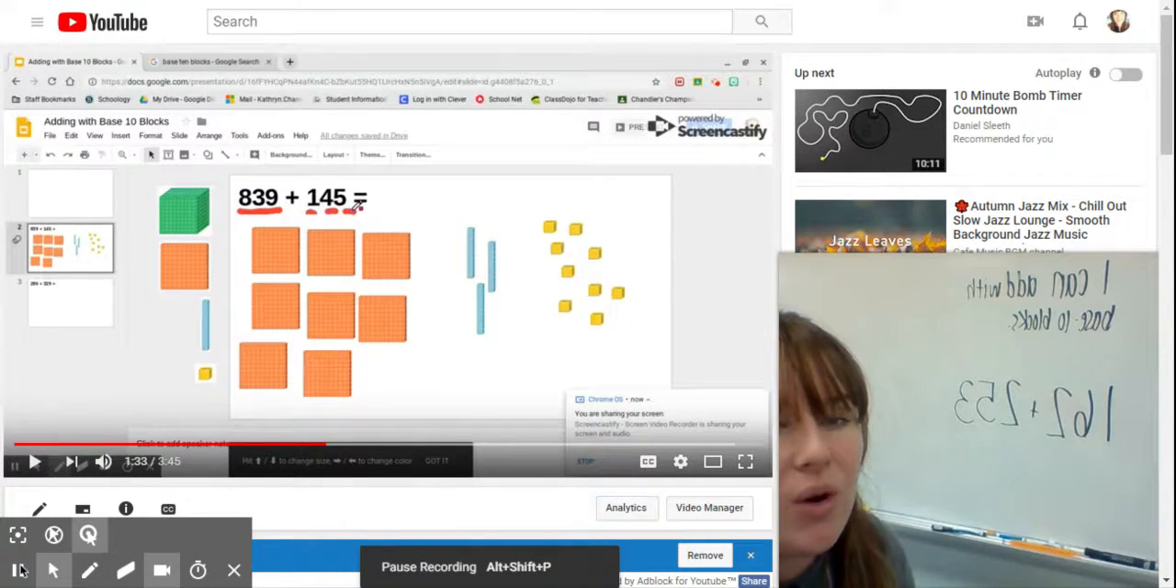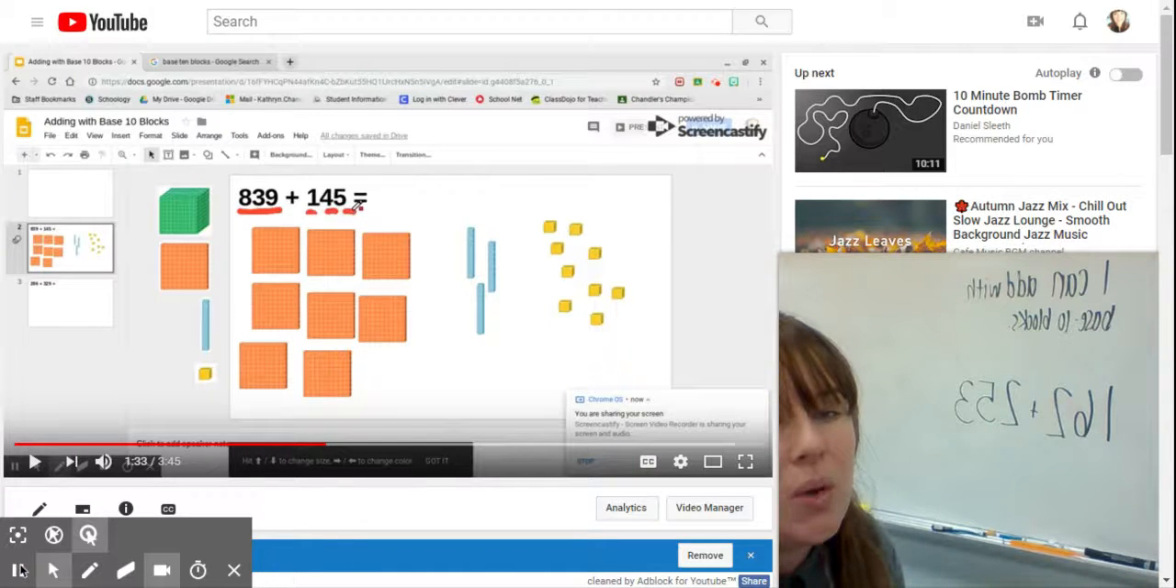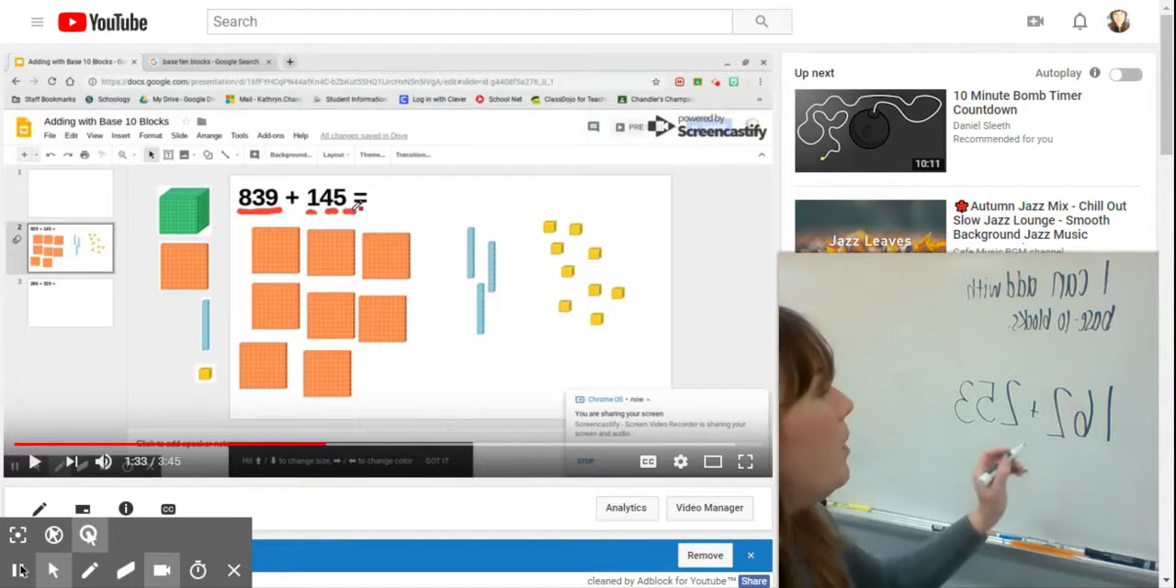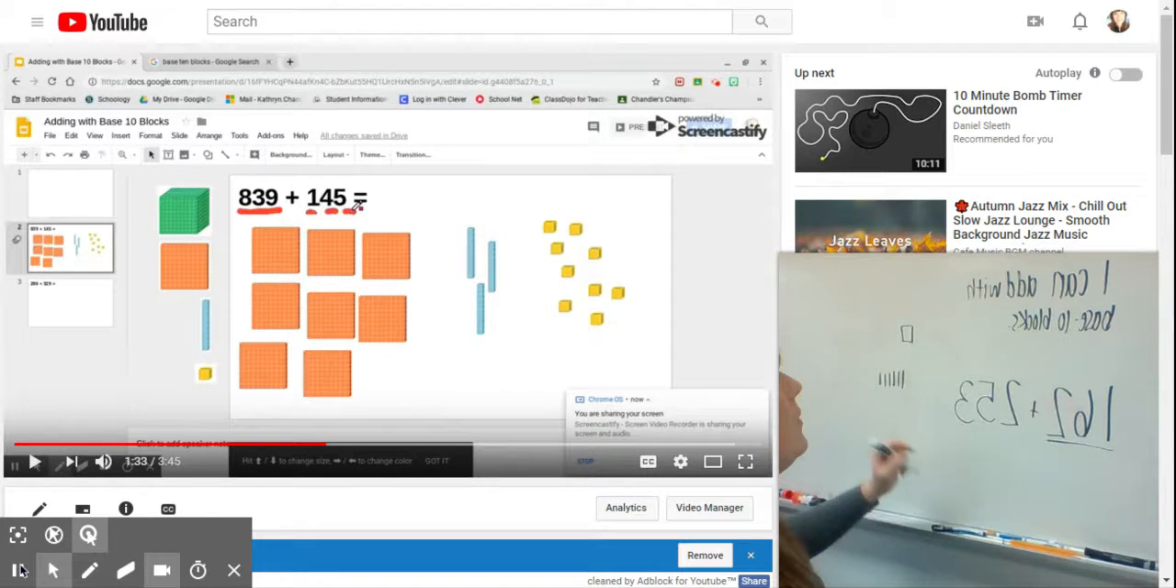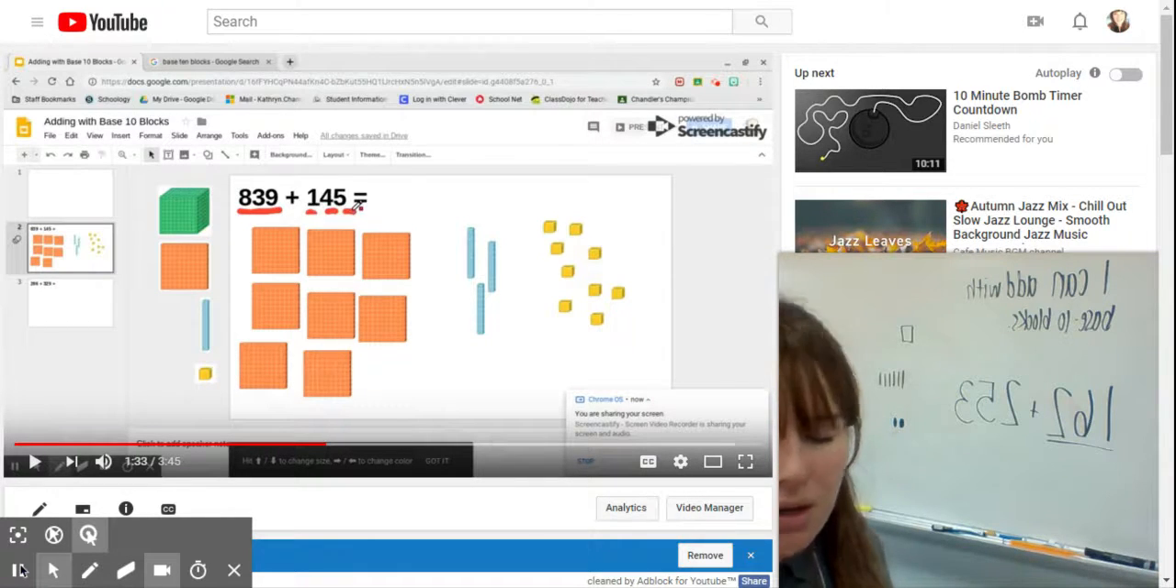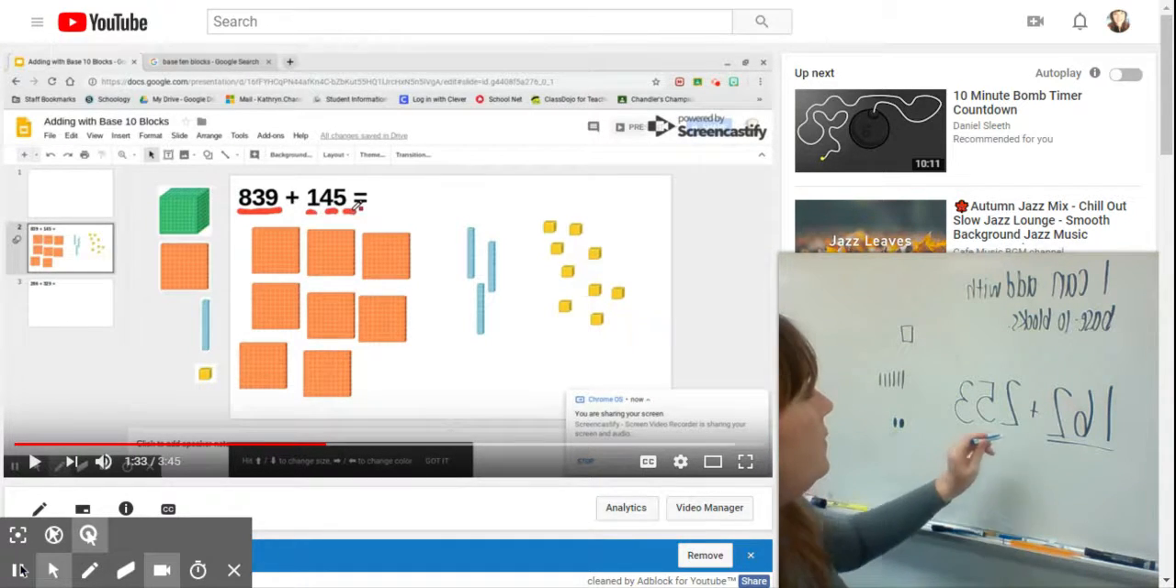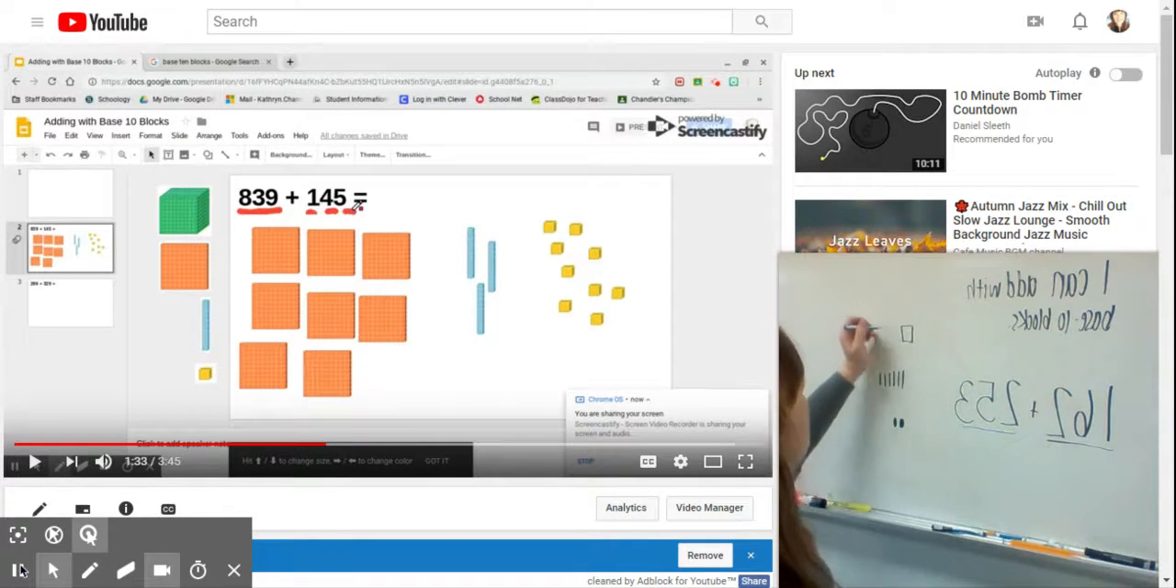The next one we are going to add is 162 plus 253. Remember, my first step is to draw my first number. So I have 100, 6 tens, and 2 ones. Next, I'm going to add my second number. I'm going to add the 253 to this. So I'm going to add 2 hundreds, 5 tens, and 3 ones. My 3 ones added to the 2 ones equals 5 ones, so that's okay to leave.